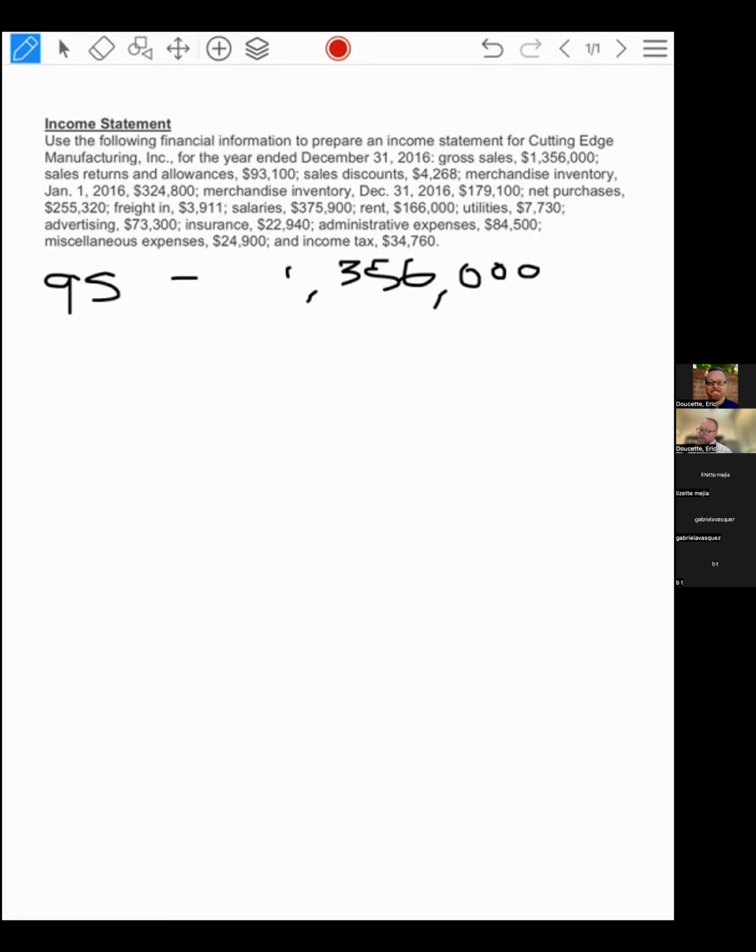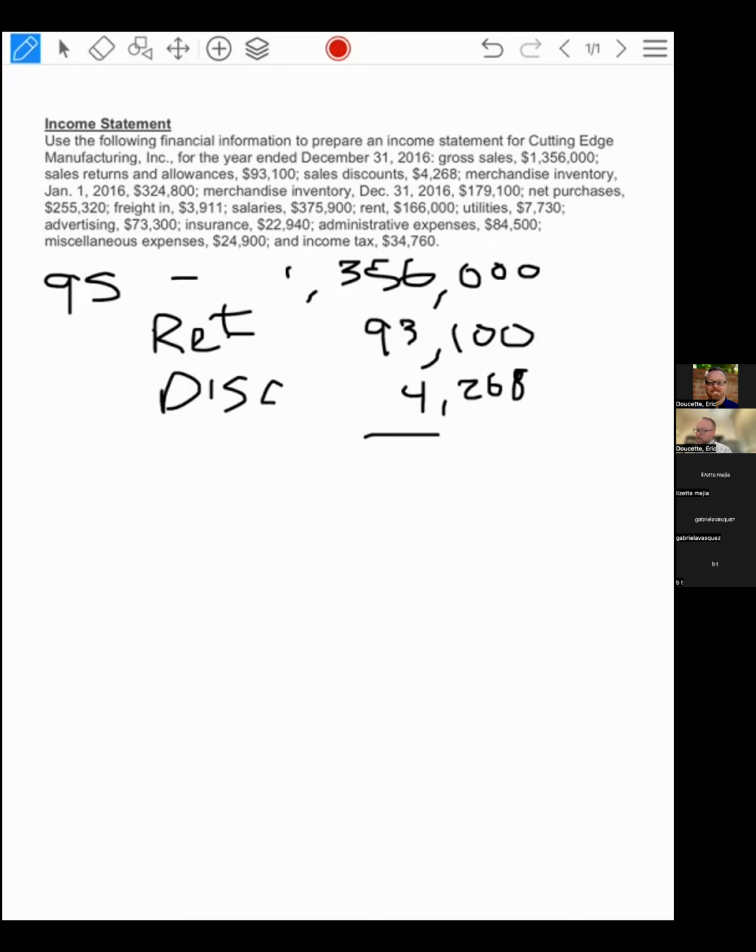And then they had returns and sales allowances. So we're going to minus 93,100. And they had discounts of 4,268. So we're going to call this returns and discounts. So we're going to subtract these two from that total amount.